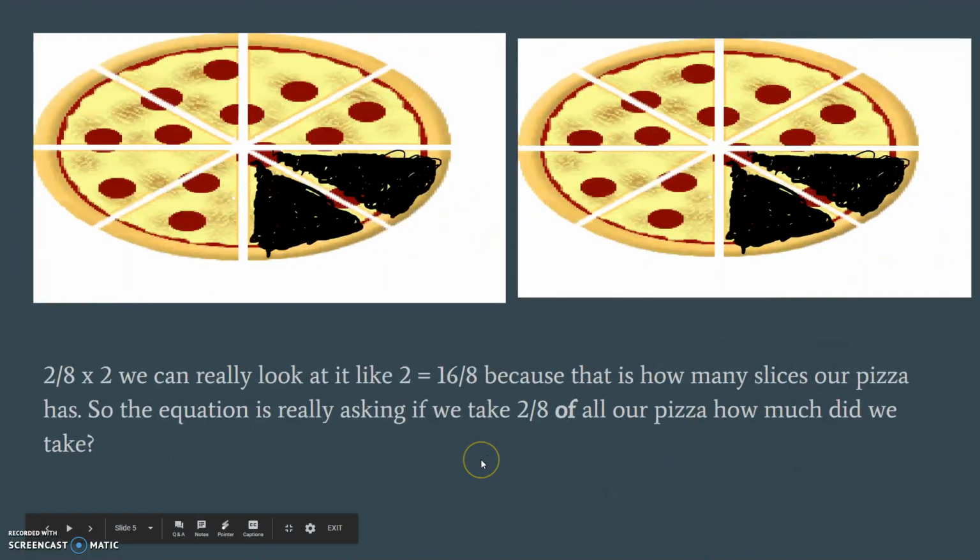2/8 times 2 is really asking, when we take 2/8 out of each pizza, how much do we take out? So we have 1, 2, that's 2/8, and then we have 2/8. So we really took 4 slices of pizza out. So when we add those together, we really have 4/8 of a pizza. So we took half of a pizza out when we took 2/8 of each pizza. So 2/8 of 2 is really 1 half.